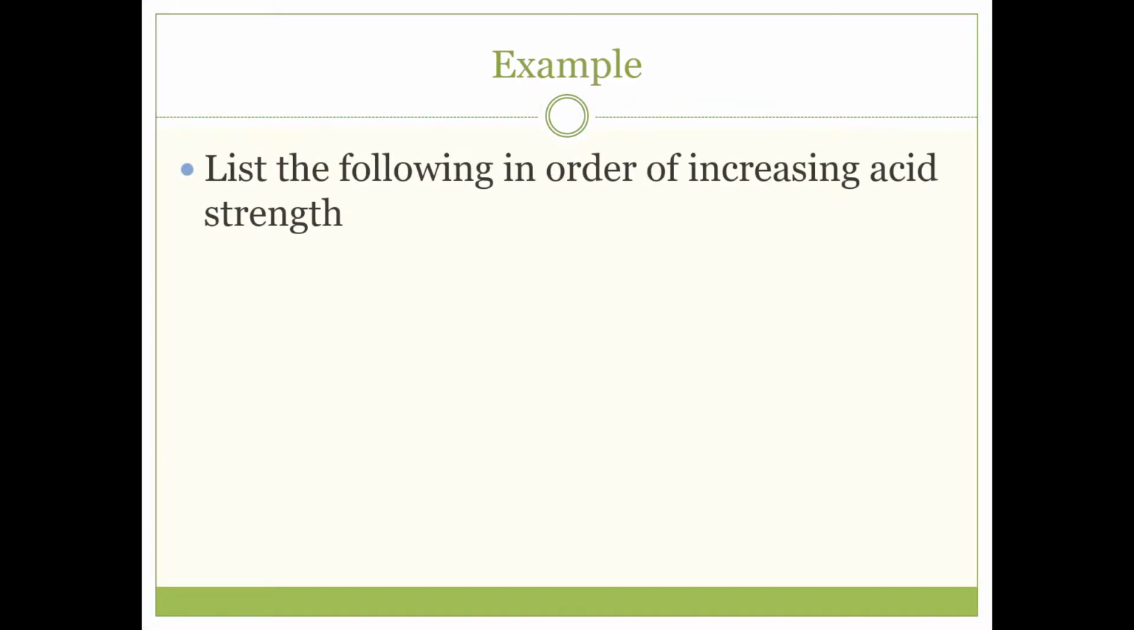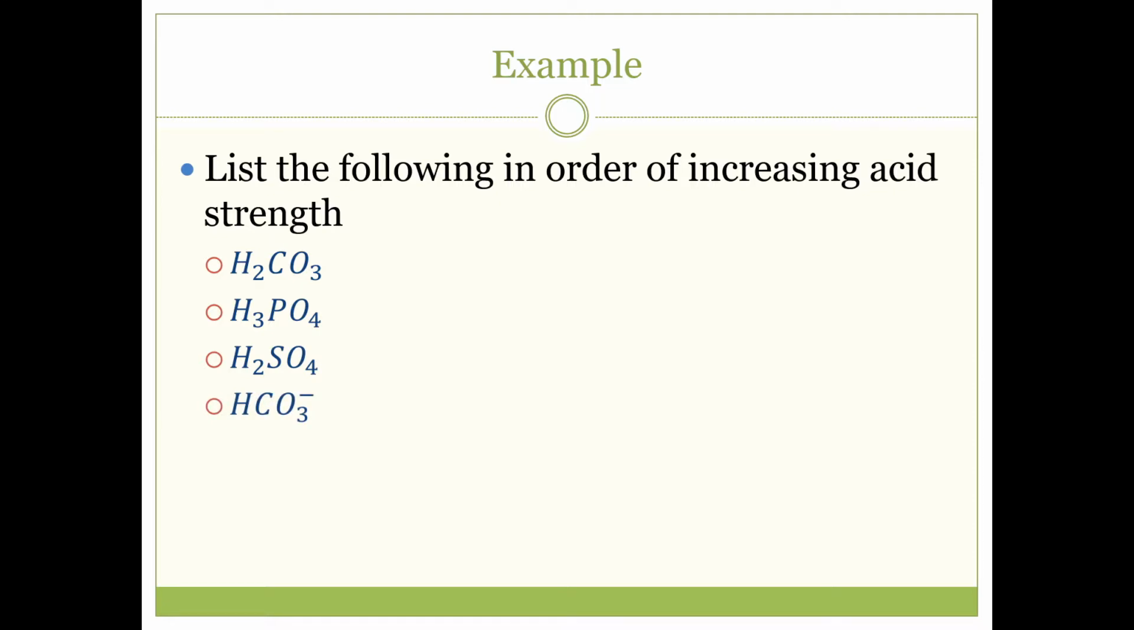All right, so here's an example. We're going to list the following in order of increasing acid strength. So we're going to list it starting from, there's I think 5. We're going to list this from the weakest acid to the strongest acid. Oh, it's only 4, sorry.